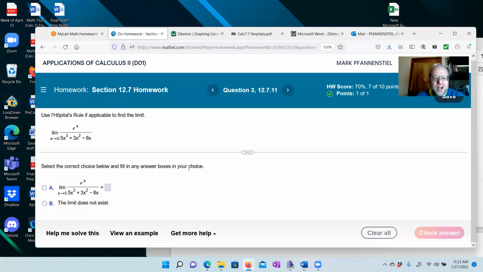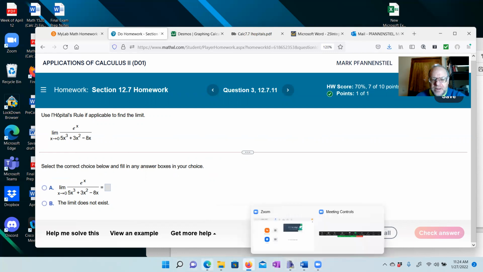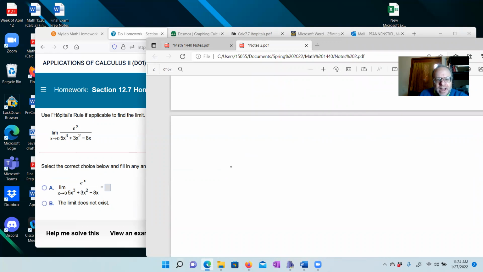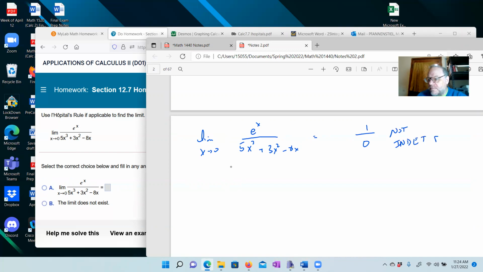Let's go ahead and get some other problem. In this case, we have the limit as x goes to 0 of e to the x up here, divided by 5x cubed plus 3x squared minus 8x. If I plug in 0, e to the 0 again is 1. Plug in 0 on the bottom, that's 0, but this is not an indeterminate form. You can't use L'Hopital's here.